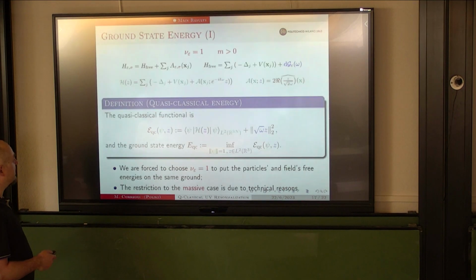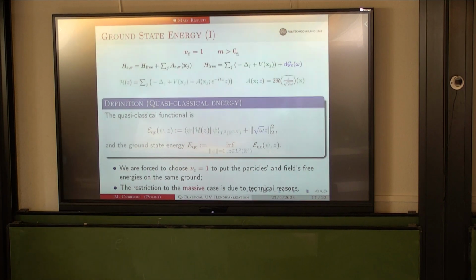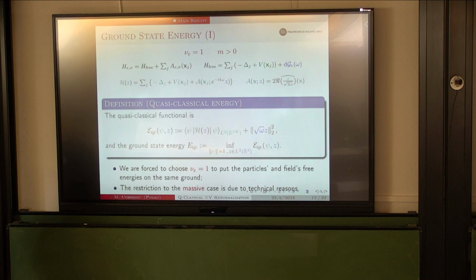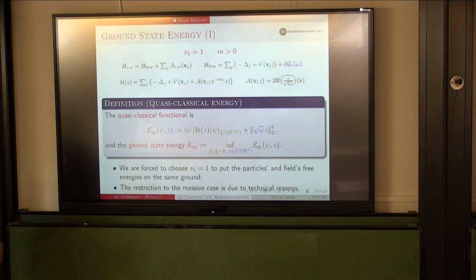Concerning the stationary case, I have to restrict actually to the massive one, so I have to take the mass positive. The reason is a technical step in the proof, which is a key step of the proof, and at the moment we don't know how to solve it. And I'm also fixing nu epsilon equal to 1, of course, because we want to put all the energies on the same ground, right? So we want to have a contribution of the same order from the particles and from the field. So, what is the energy we expect to get in the limit in this case?